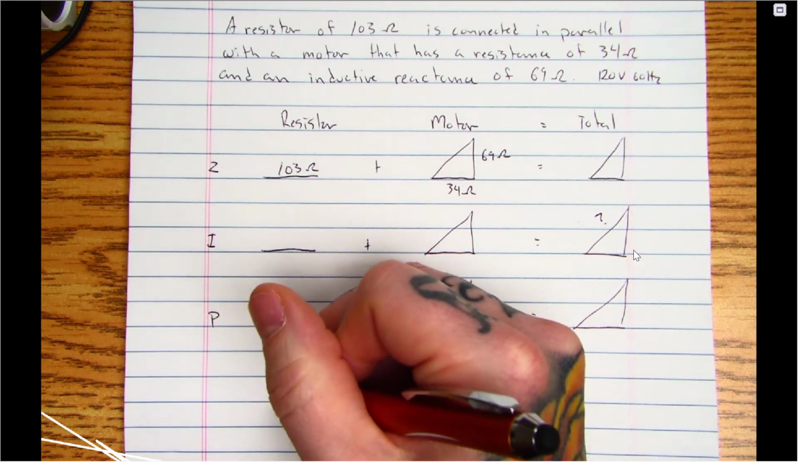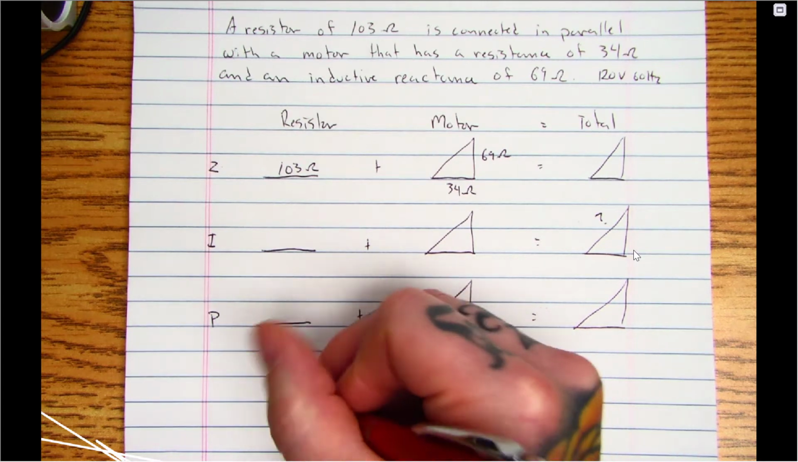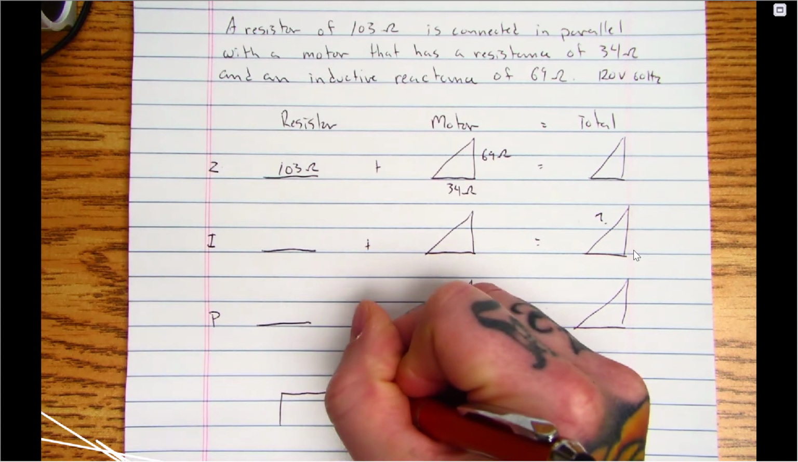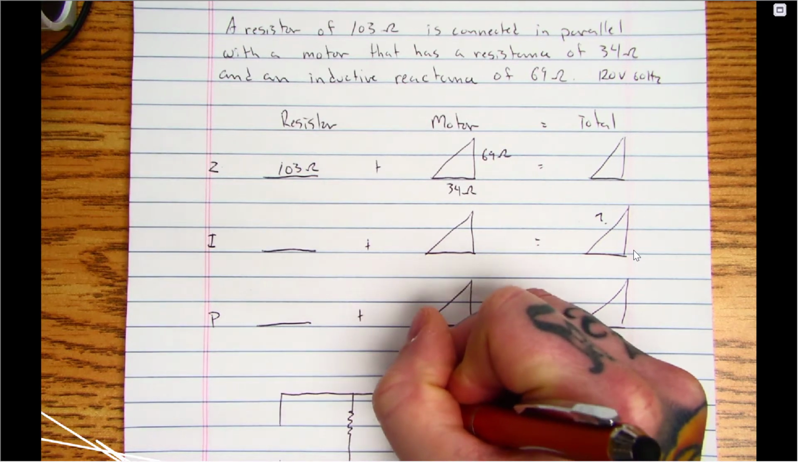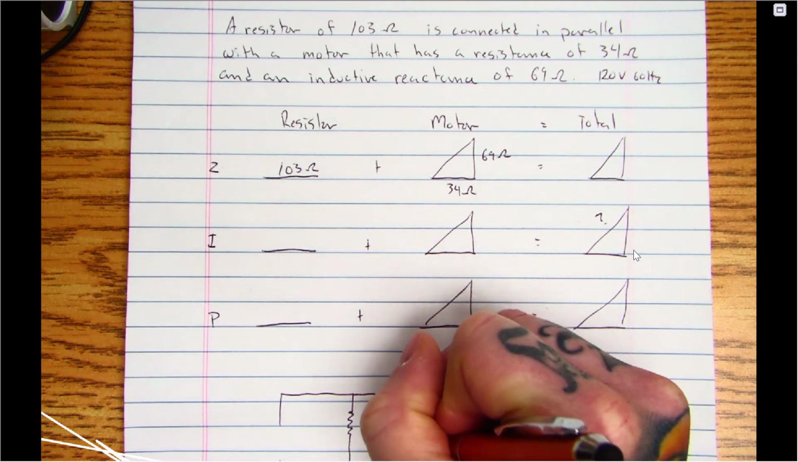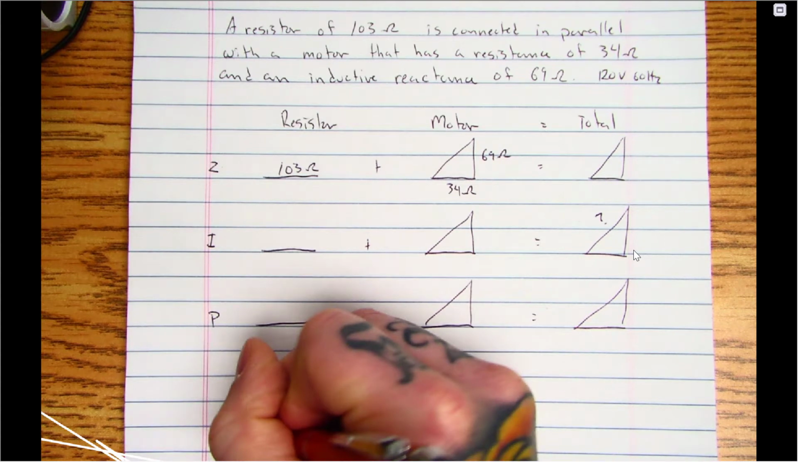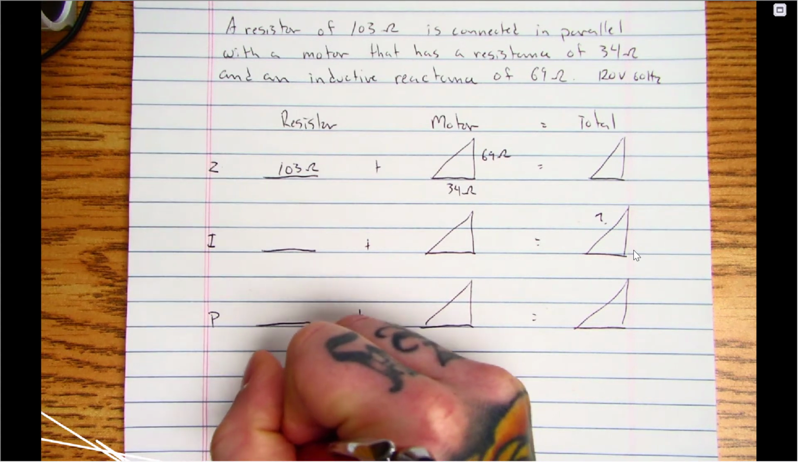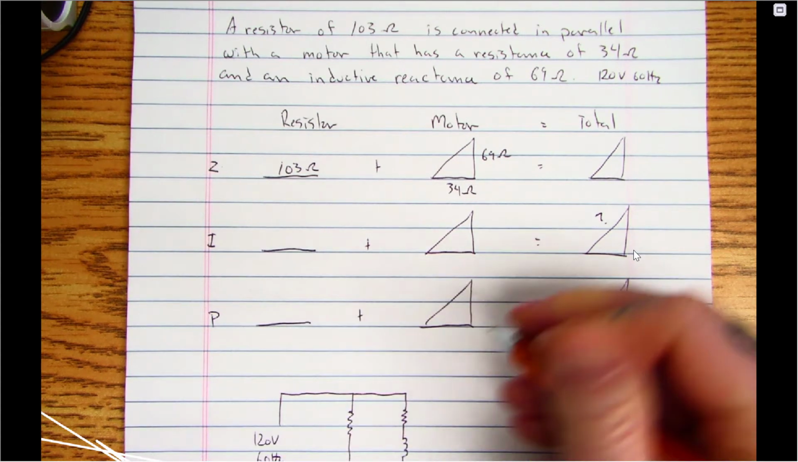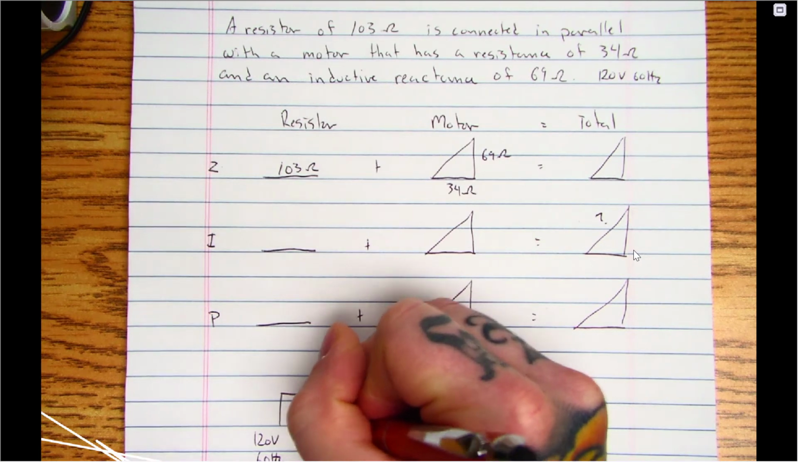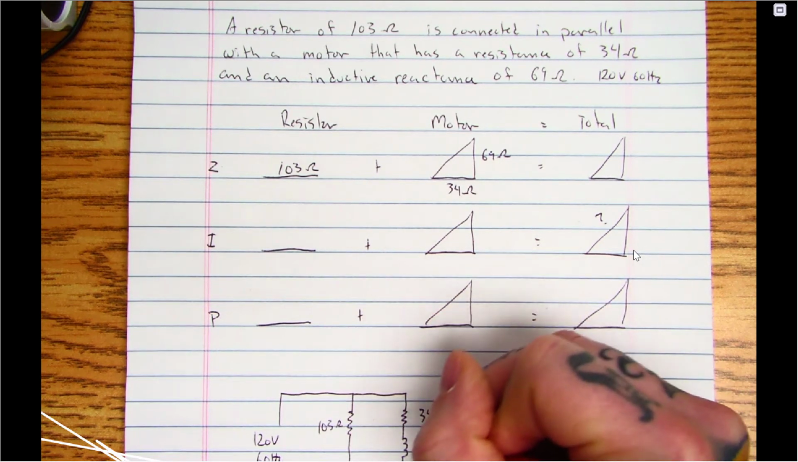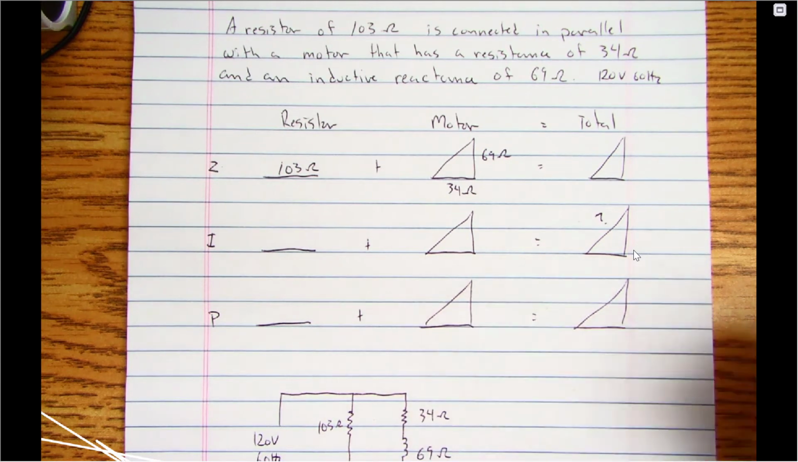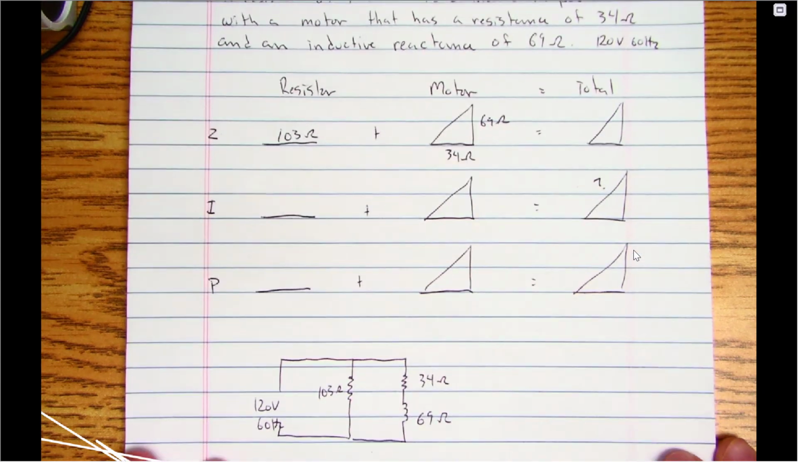I'm going to draw the circuit down here underneath just so we can see what the actual circuit looks like. So we have a resistor in parallel with a motor that has both components at 120 volts, 60 hertz. I could draw it like this, have 103 ohms here. For this resistive part, I'm going to have 34 ohms, and here I'm going to have 69 ohms. So that's kind of what the circuit itself would look like. They're hooked in parallel.